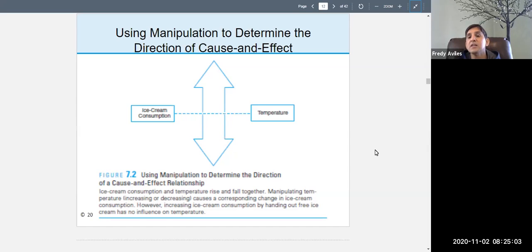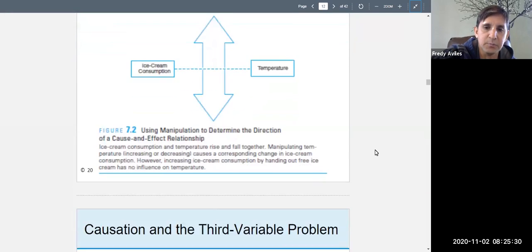So we can use an experiment. The point is we can use an experiment to determine the direction of the cause and effect. We can manipulate both variables and see which one causes changes in the other. We can manipulate first temperature and see if it affects ice cream consumption, or we can manipulate ice cream consumption and then see if it affects temperature. And we'll find that temperature affects ice cream consumption, but ice cream consumption does not affect temperature. So an experiment allows us to solve the directionality problem.